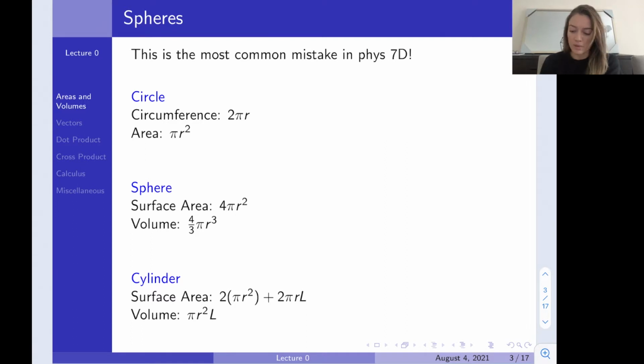Then for a sphere, so when we're in 3 dimensions and we have a sphere, the surface area of that sphere will be 4 pi r squared, and the volume will be 4/3 pi r cubed. We're going to be using this formula a lot, again, when we do Gauss's law in chapter 22. And then we're also going to be using the surface area of a cylinder a lot.